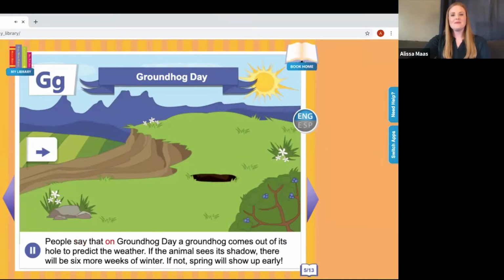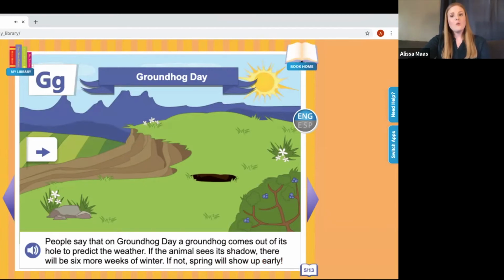People say that on Groundhog Day, a groundhog comes out of its hole to predict the weather. If the animal sees its shadow, there will be 6 more weeks of winter. If not, spring will show up early.